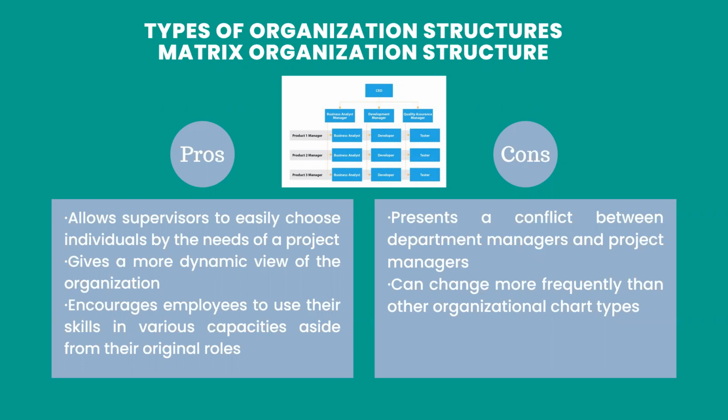So it allows supervisors to easily choose individuals based on needs, and it gives a more dynamic view of the organization. So the organization has a lot of flexibility, it can move resources and people throughout the organization to create impact. But it also encourages employees to use their skills in different capacities in addition to their original roles. So this is quite a flexible type of organizational structure, the matrix organizational structure.